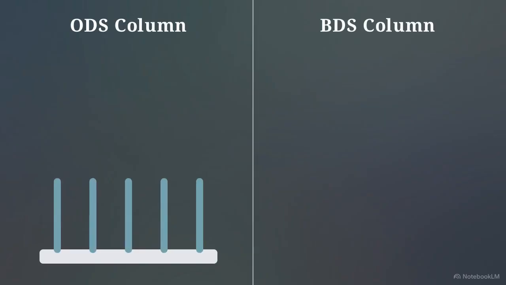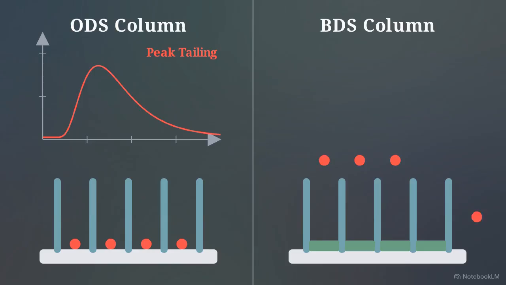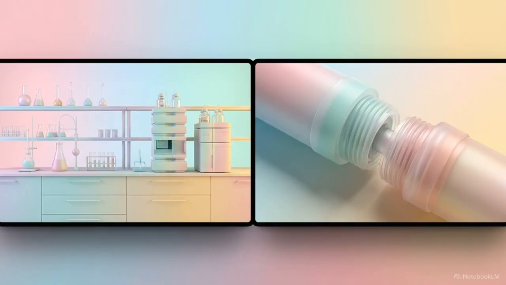This matrix breaks down the differences. Left, the ODS column leaves silanols exposed, relying on strong hydrophobic interaction, which causes tailing for basic analytes. Right, the BDS column has those gaps filled, reducing silanol interaction to deliver a sharp, symmetrical peak. ODS is your general-purpose workhorse. BDS is your required precision tool.